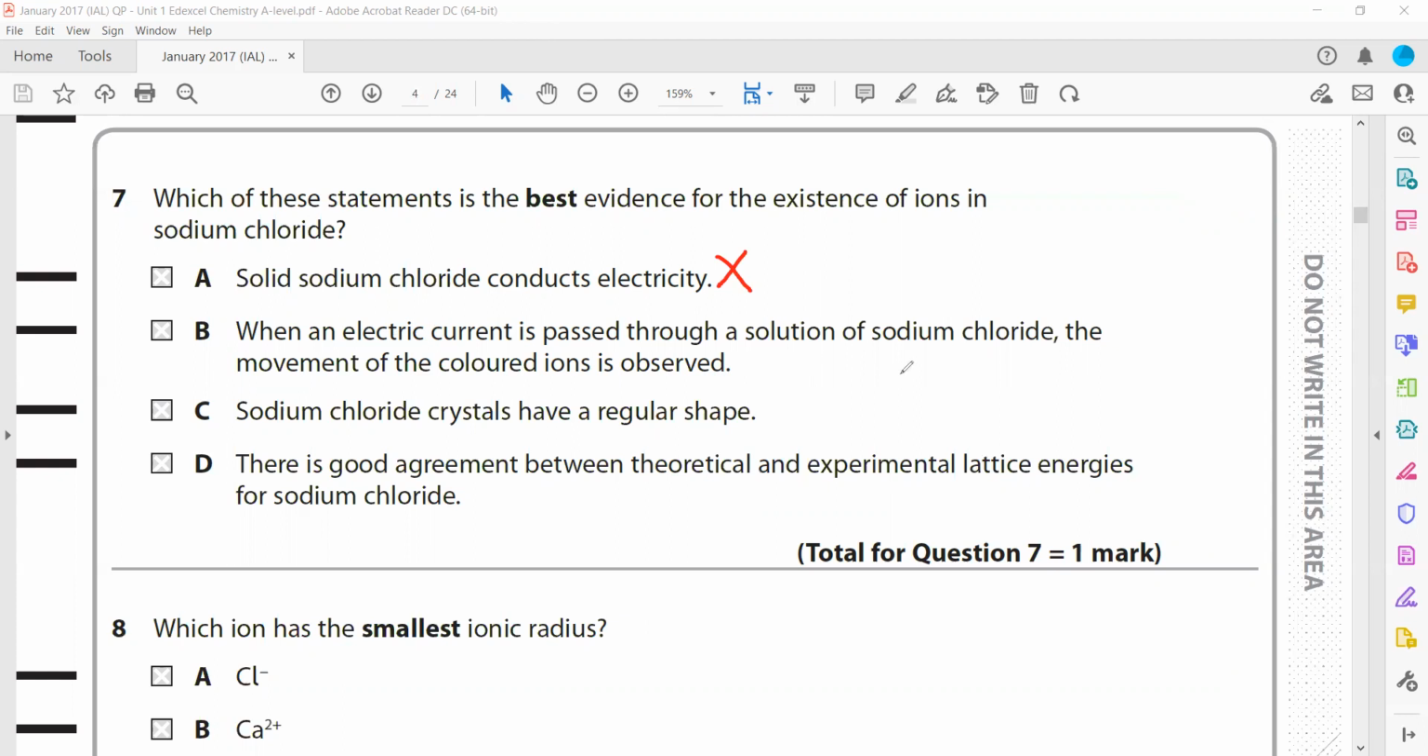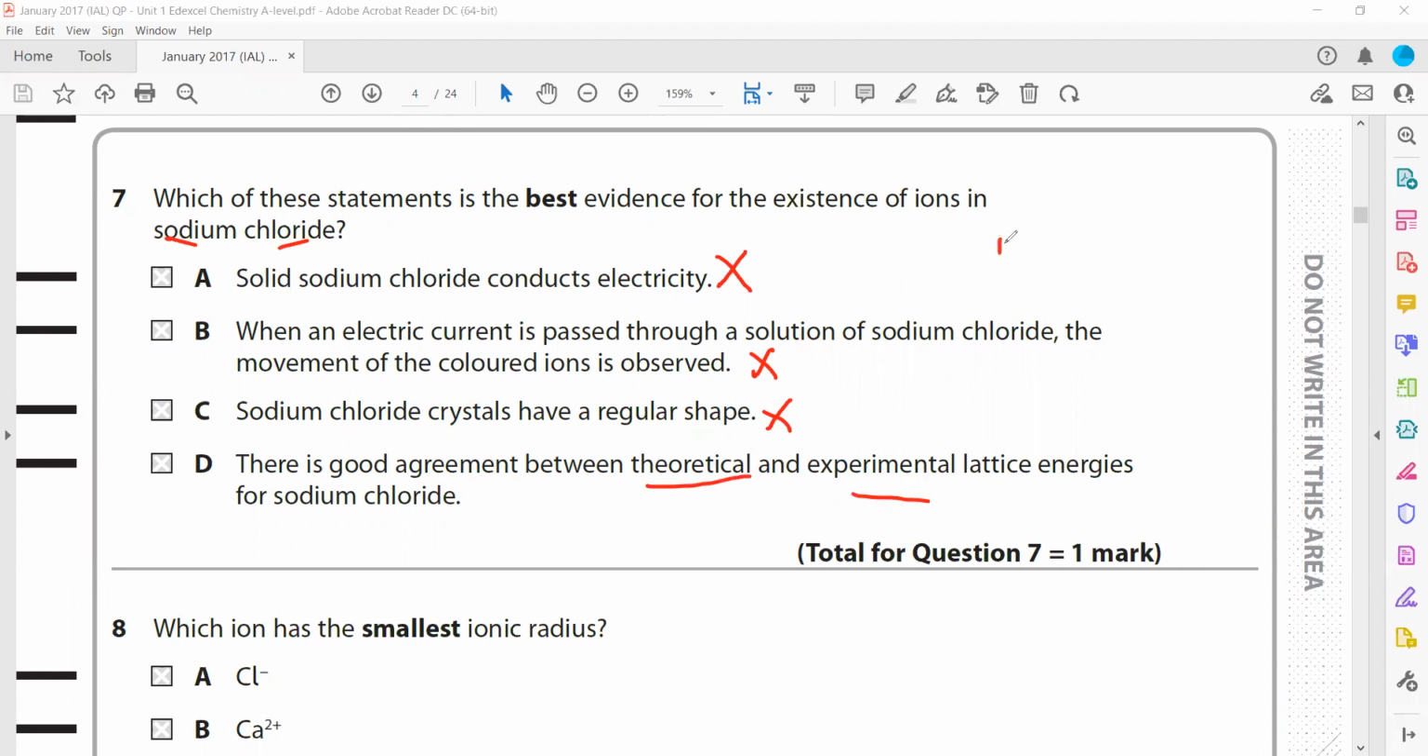When electric current is passed through a solution of sodium chloride, the movement of ions is observed. That is wrong because group 1 and group 7 ions are not colored, only transition element ions are colored. So we can observe the movement of the transition element, not for sodium chloride. Sodium chloride crystals have a regular shape. Regular shape here does not give evidence that there are ions present, because there are different macromolecules as well which have a definite regular shape, so that does not give evidence for the ions. There is a good agreement between the theoretical and the experimental lattice energy.